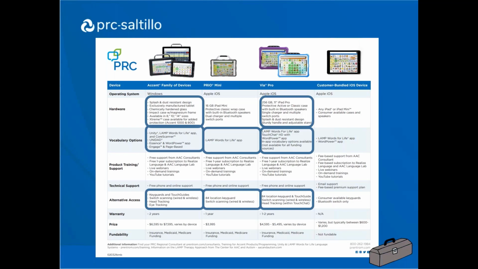So from the list of features above, I know that the durability and the portability were at the top of the list for him, followed by that option to use a key guard or a touch guide. I also, in my role, am very familiar with the vocabulary programs, so I can tell you that LAMP Words for Life and Unity would both be core-based vocabulary programs that we might be considering here for him.